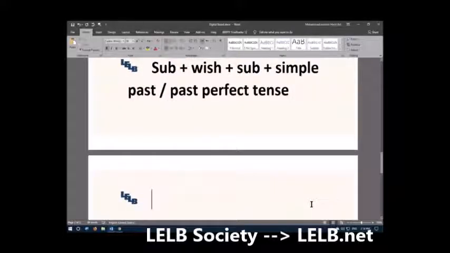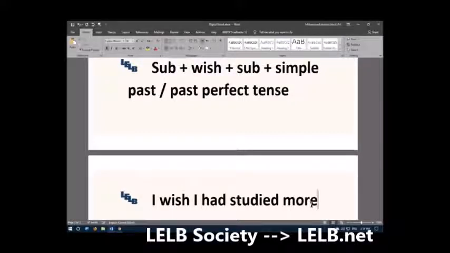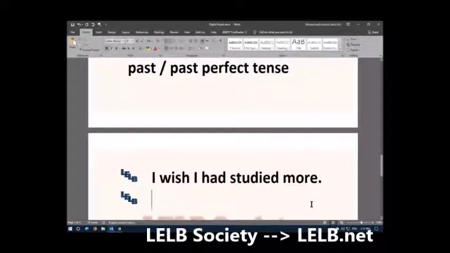For instance, I wish I had studied more. Here it means I did not study more, but I wish I had studied more. This refers to an unreal situation. It's a conditional sentence, but it's rather hypothetical or imaginary. It means that it has not come true, but the agent or the doer actually just wishes that it had happened.